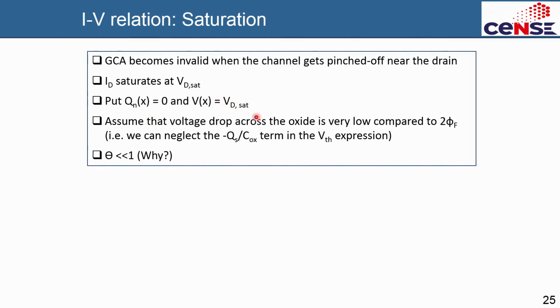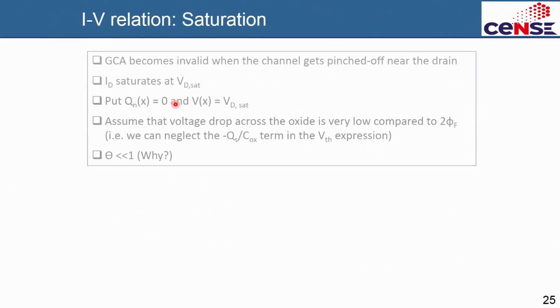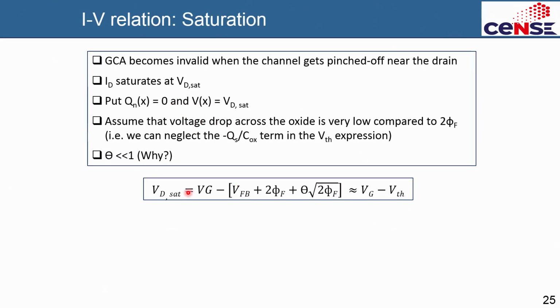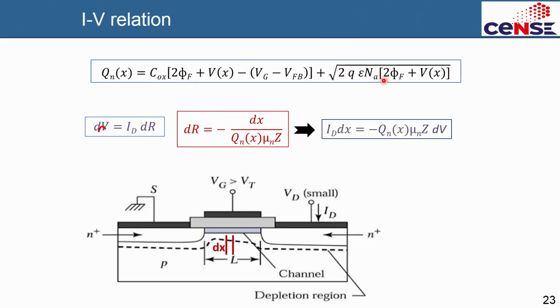Assume that the voltage drop on the oxide is very low compared to the band bending that is happening, so we can neglect this term in the Vth expression, and this theta, the body term, can be neglected because if the oxide is thin and the doping is low, then this quantity will become very small. So with this condition you can get a simplified expression of Vd sat. You put this as 0 at x equal to L, and this will basically be Vd sat.